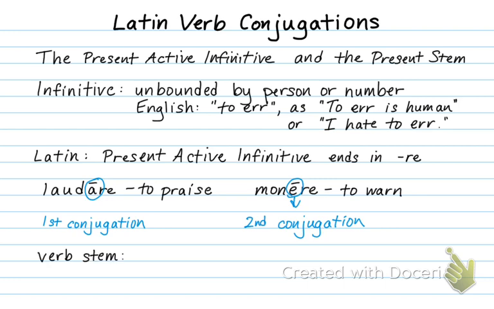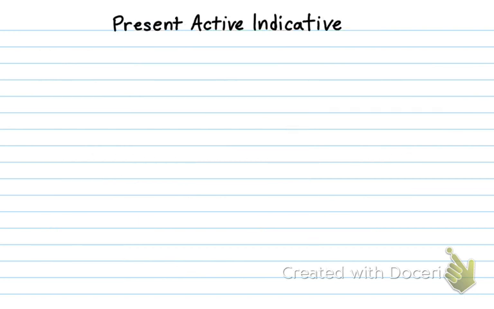To find the verb stem, you go to the infinitive, laudare, lop off the re, and you get the verb stem, lauda. We'll add endings to the verb stem. For monere, you follow the same pattern: go to the infinitive, lop off the re, and get the verb stem, mone, to which we will add our endings. Let's add some endings. What you've all been waiting for, using our sample verbs to praise and to warn.